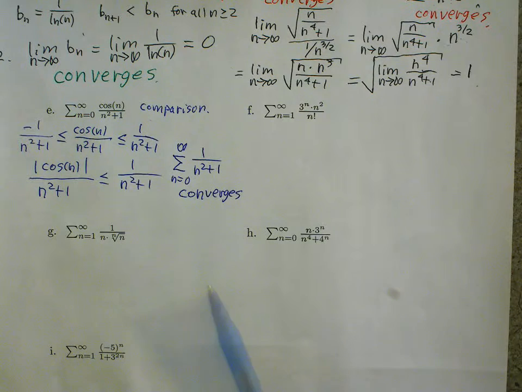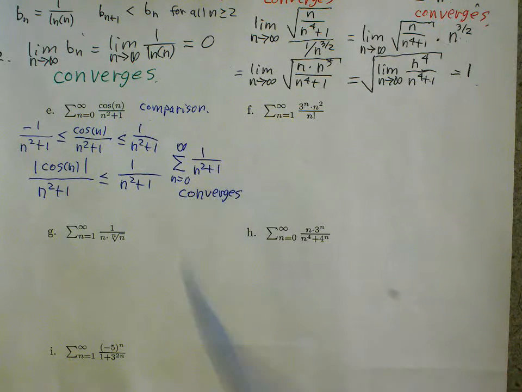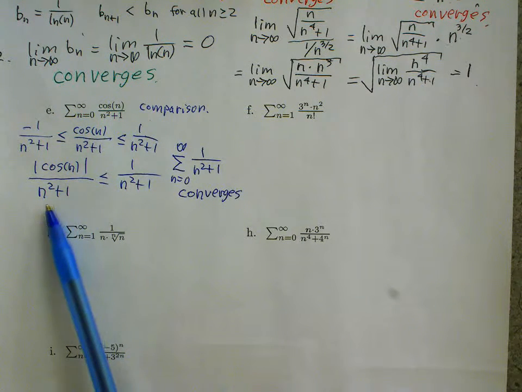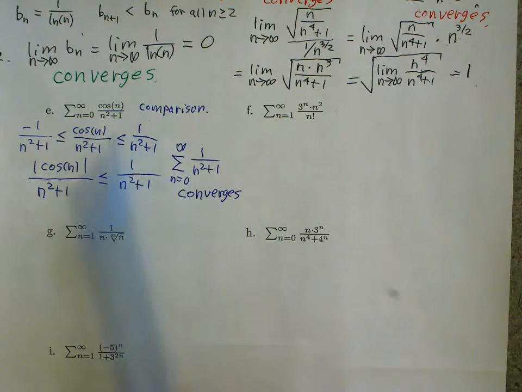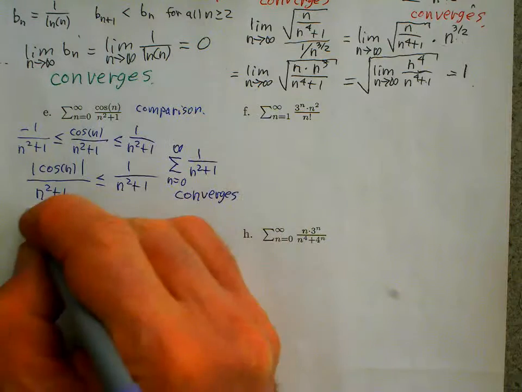Right? We know that. If we were to compare this series, where the terms are 1 over n squared plus 1, to the series 1 over n squared, the p-series converges, and since 1 over n squared plus 1 is less than 1 over n squared, this series converges. But then when we use this to compare it with the absolute value of cosine of n over n squared plus 1, this series converges absolutely, and if a series converges absolutely, then it converges. That was one of our theorems. Okay, so this series converges.